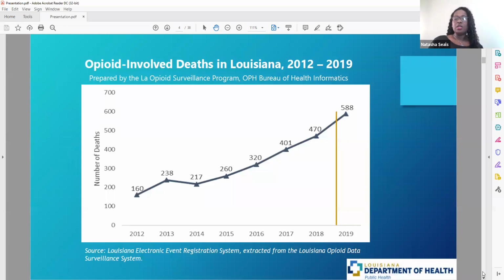Here we take a specific look at our state and what it looks like in Louisiana. For the year of 2019, there were 588 opioid-involved deaths. This correlates to a 25% increase between 2018 and 2019. Overall, between 2012 and 2019, there was a 267% increase in opioid-involved deaths. In Louisiana, fentanyl deaths are greater, and contribute to more deaths than both heroin and prescription opioids combined.